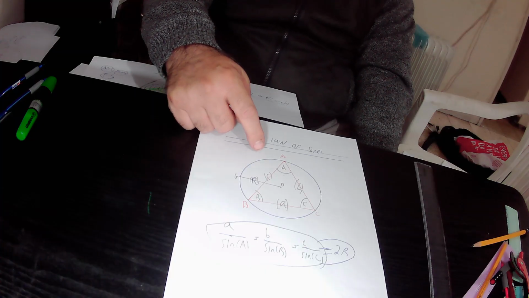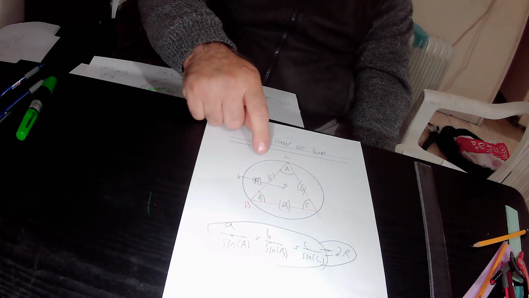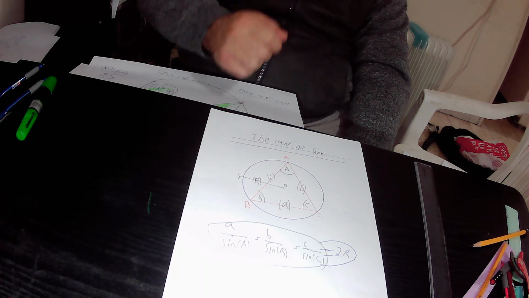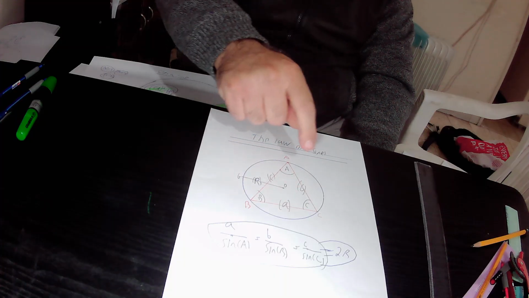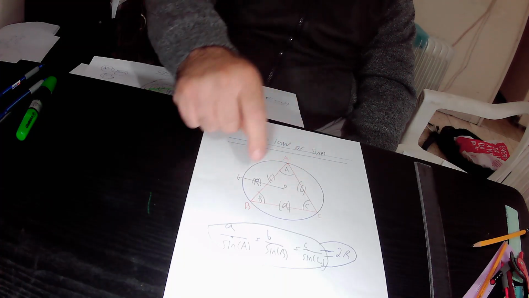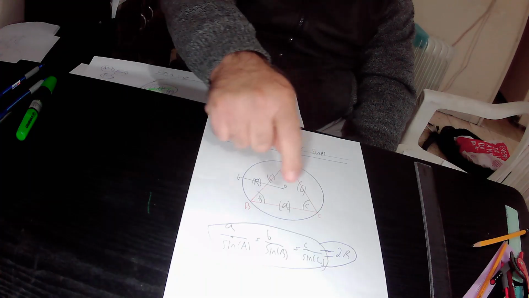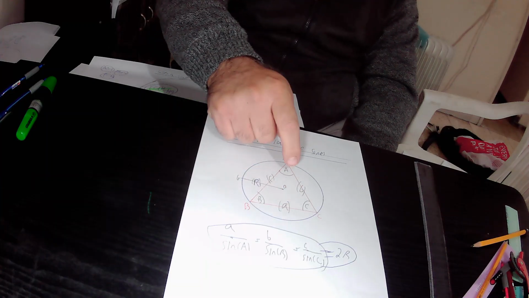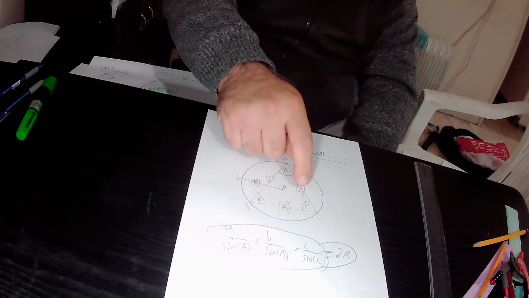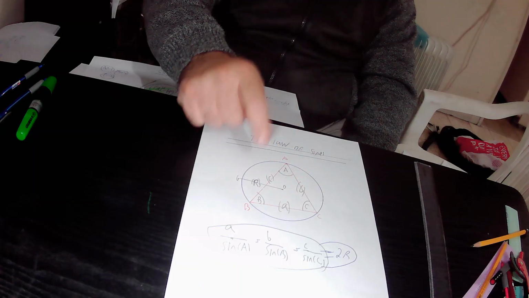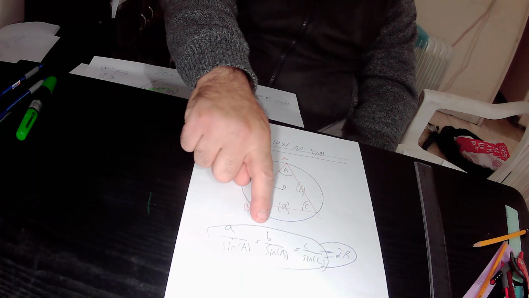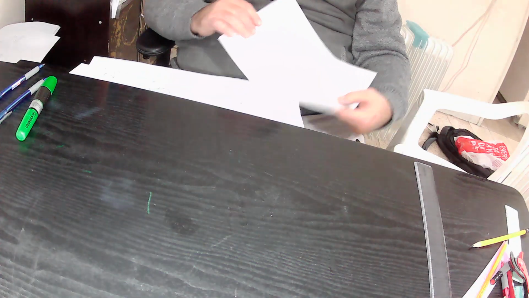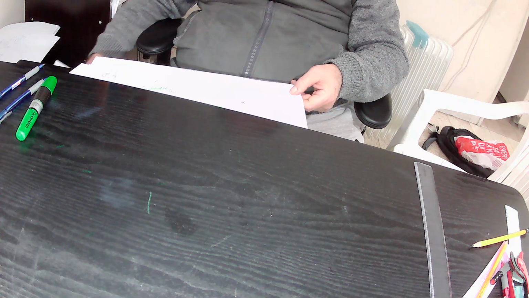This is triangle ABC that is inscribed in this circle, and the radius of this circle is R. According to the law of sines, the following equation is true: a over sine A equals b over sine B equals c over sine C equals 2R, where R is the radius of the circle that circumscribes triangle ABC. So we can actually apply the law of sines in our drawing.